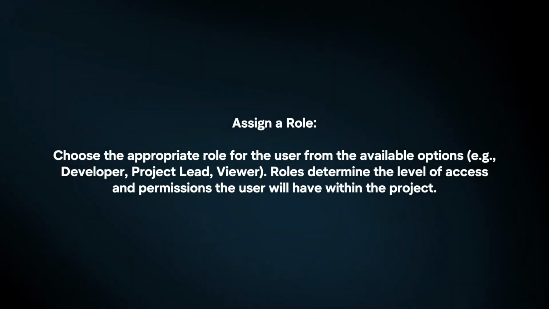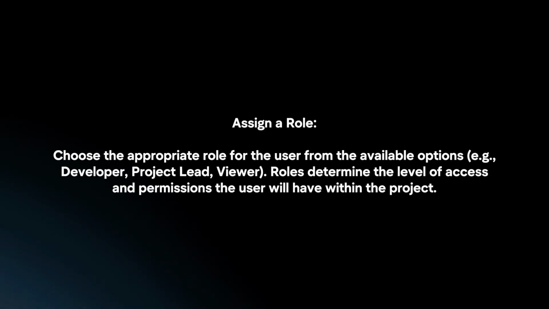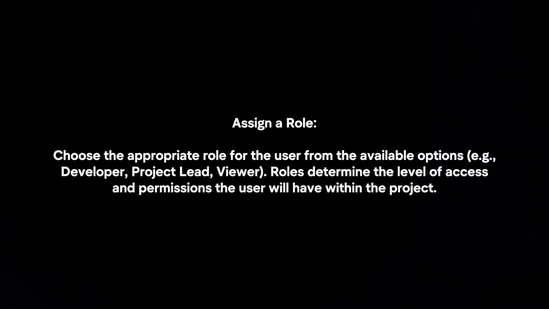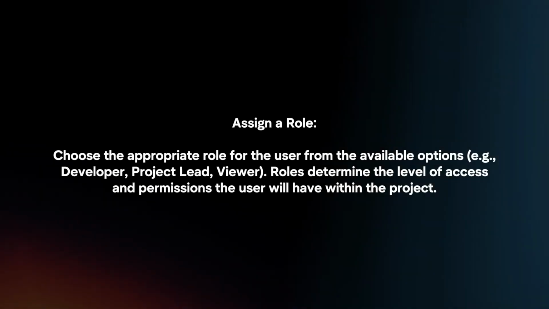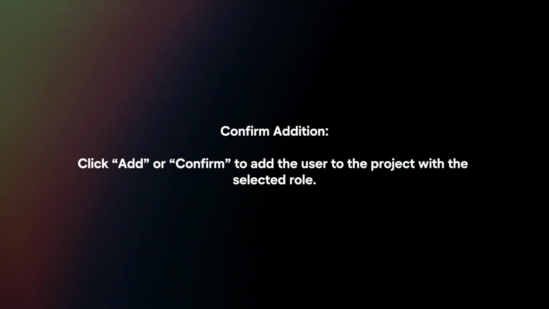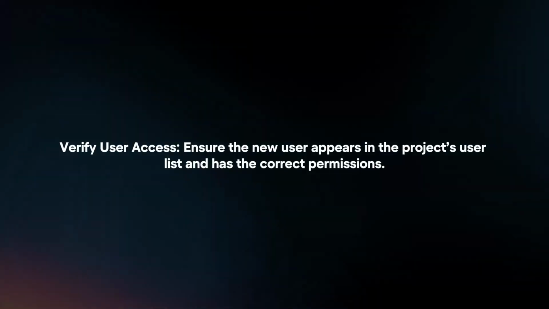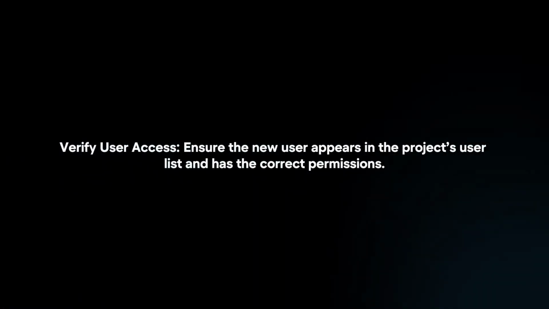Assign a role. Choose the appropriate role for the user from the available options. Roles determine the level of access and permissions the user will have within the project. Confirm addition. Click Add or Confirm to add the user to the project with the selected role. Verify user access. Ensure the new user appears in the project's user list and has the correct permissions.